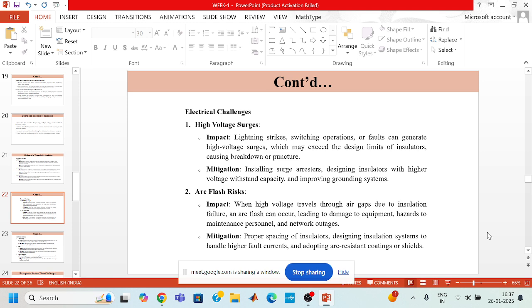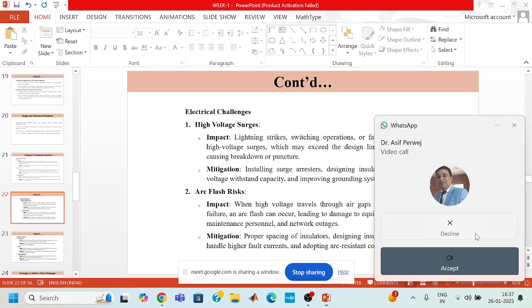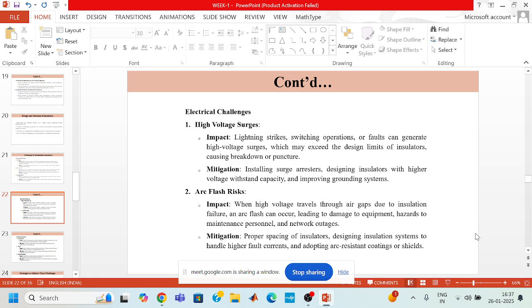Now let's see the electrical challenges. First of all, high voltage surges. Lightning strikes, switching operations, or faults can all generate high voltage surges which may exceed the design limits of insulators, causing breakdown or puncture. We can mitigate it by installing surge arresters, designing insulators with higher voltage withstand capacity, and improving grounding systems.